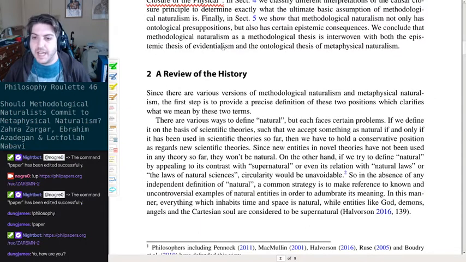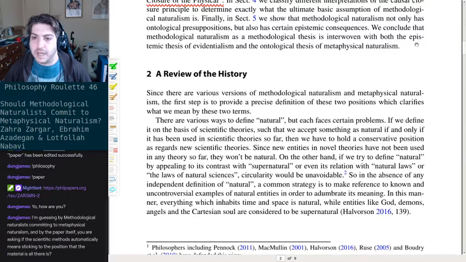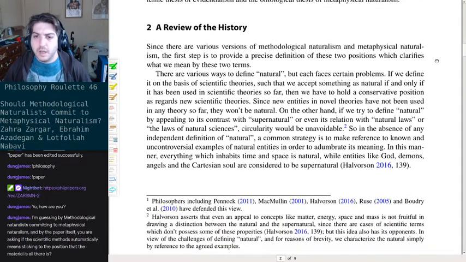Okay, so we've got evidentialism and metaphysical naturalism as a consequence of methodological naturalism. A review of the history. Since there are various versions of methodological naturalism and metaphysical naturalism, the first step is to provide a precise definition of these two positions, which clarifies what we mean by these terms.